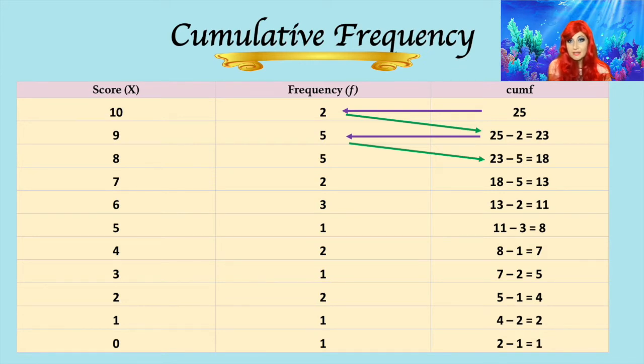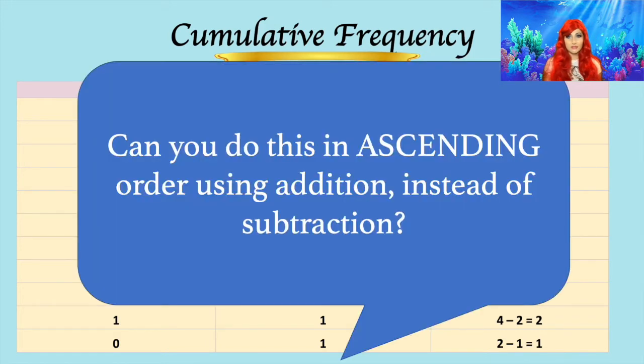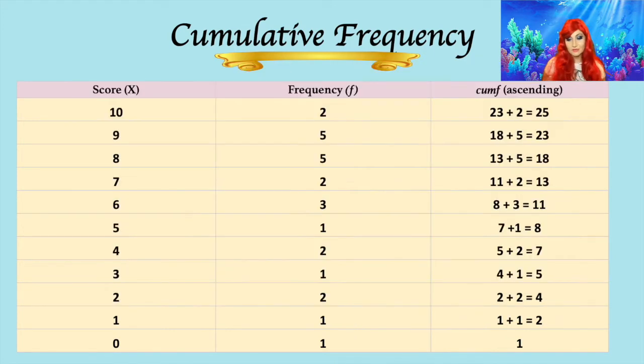And so the number 1 is the number of people who scored 0 on the scavenger hunt. So I often get the question, Princess Ariel, can I do this in ascending order using addition instead of subtraction? The answer is sure you can, and you should get the same exact results.